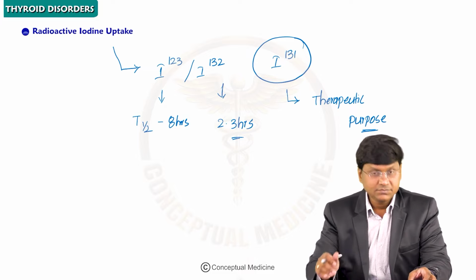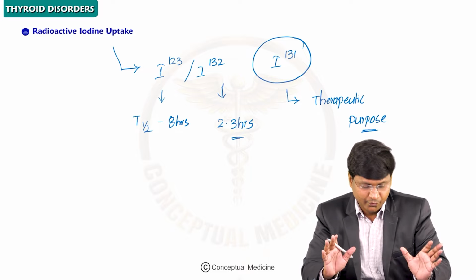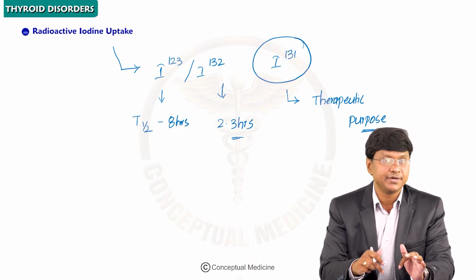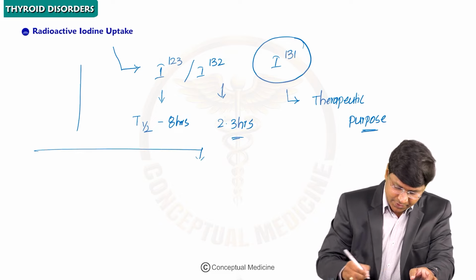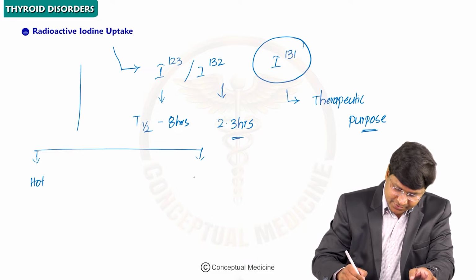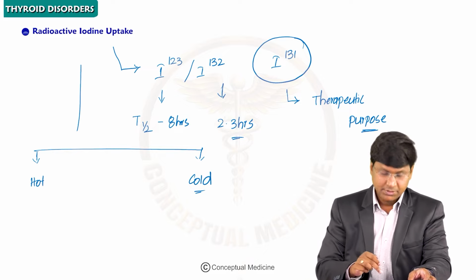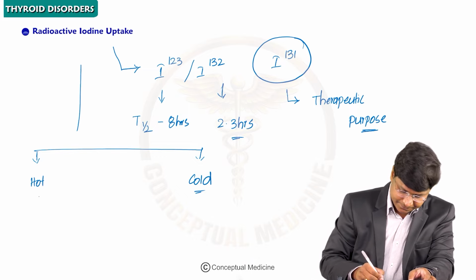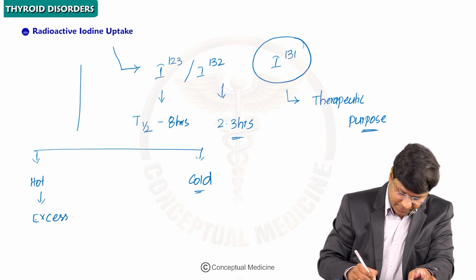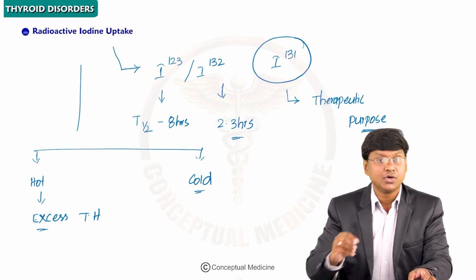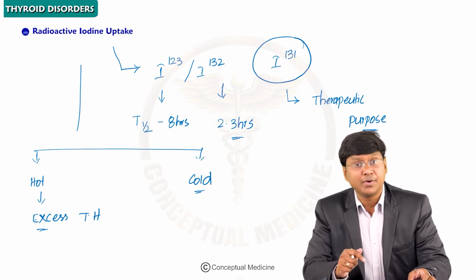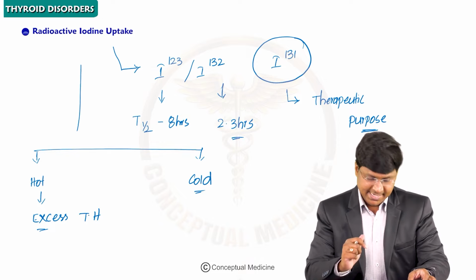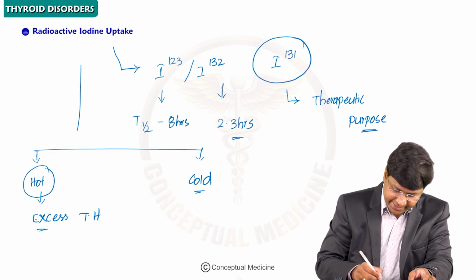Now let me explain the nodules with radioactive iodine. Whenever you do radioactive iodine uptake studies, you will have what are called hot nodules as well as cold nodules. Nodules that produce excess thyroid hormone are called hot nodules. They show up on the scan because they take up more of the isotope than normal thyroid tissue does. And these hot nodules, remember, are non-cancerous.